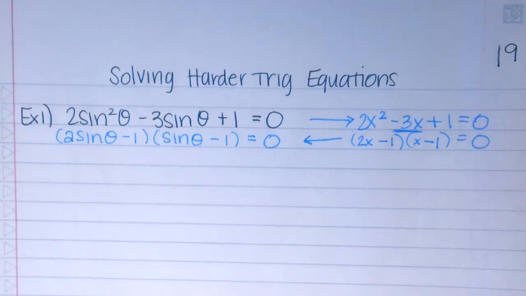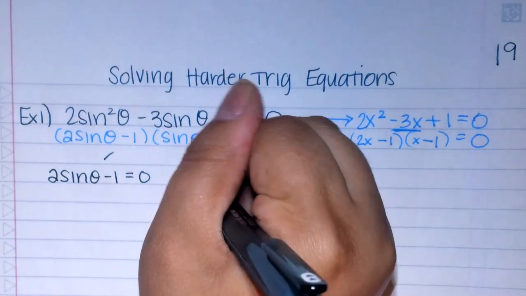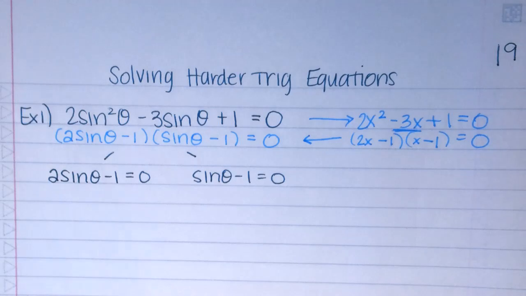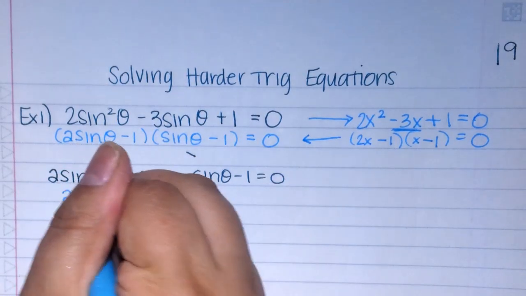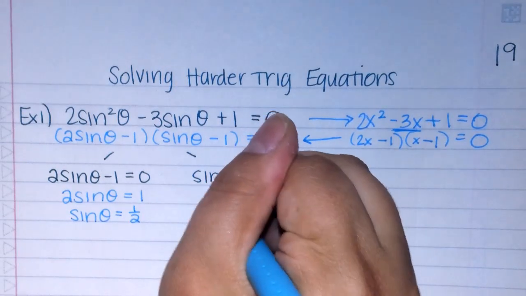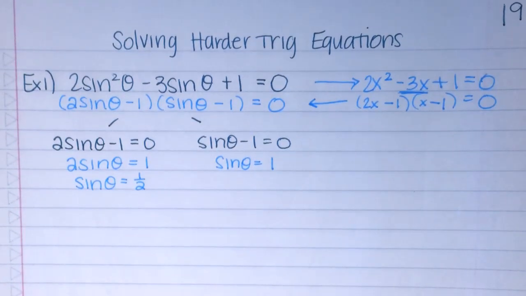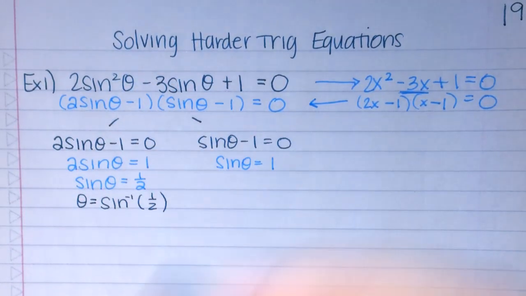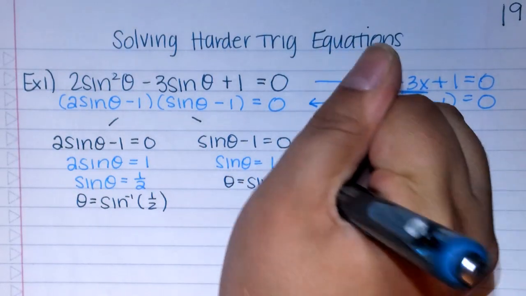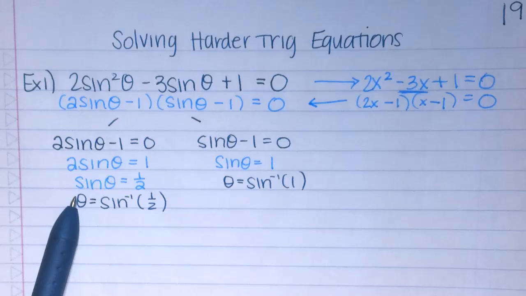What do we normally do from here? Split them and make them both equal to 0. And I'm going to solve. From here, I'm going to inverse sine on both sides, which will give me the inverse sine of 1/2 and the inverse sine of 1. Because how do I get theta by itself? We have to do the opposite. The opposite of sine is inverse sine.